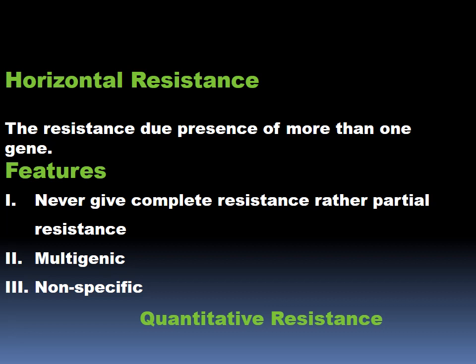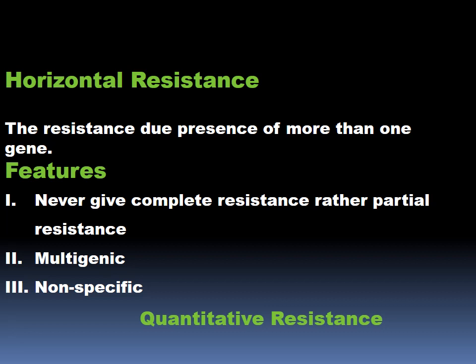And here is another kind of resistance which is known as horizontal resistance. This is resistance due to the presence of more than one gene. The number of genes involved in horizontal resistance varies; there may be two, three, four or five genes, and every gene contributes towards the resistance. Despite the number being more, you still never get 100% protection, because this resistance is based upon more than one gene. It is also known as multigenic resistance.